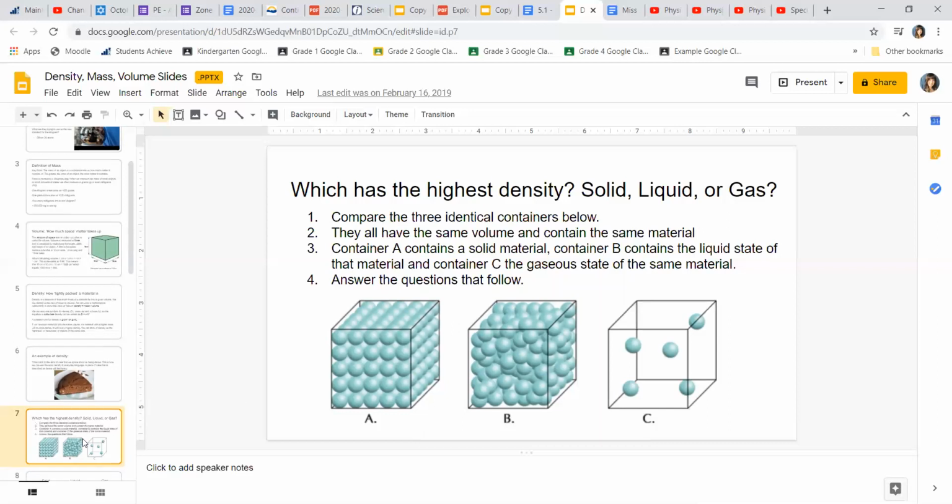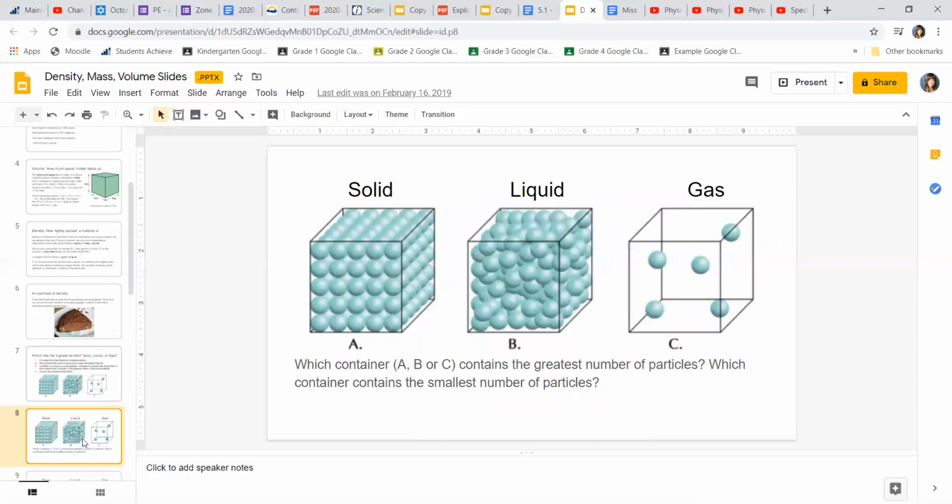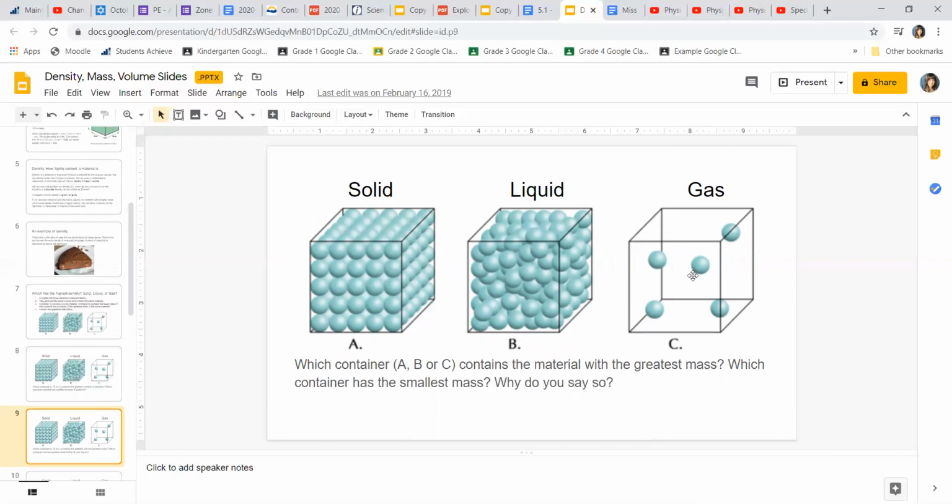All right, now we're going to go on to the next one here. Just think about this. Which container, A, B, or C, contains the greatest number of particles? And which container contains the smallest number of particles? You should be looking here where it's pretty obvious that container A, the solid, has a greater number of particles, so it has a greater density, whereas the gas contains way fewer particles, and so it has a lighter density.